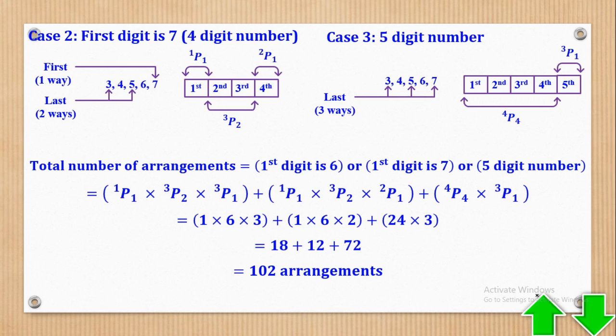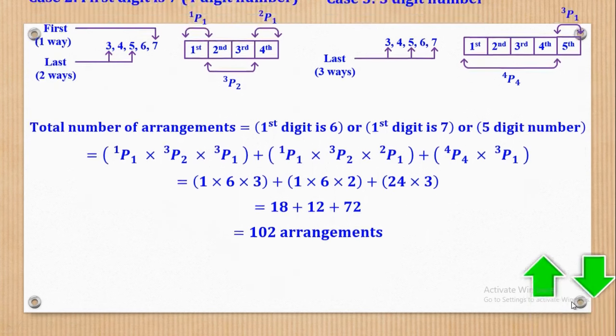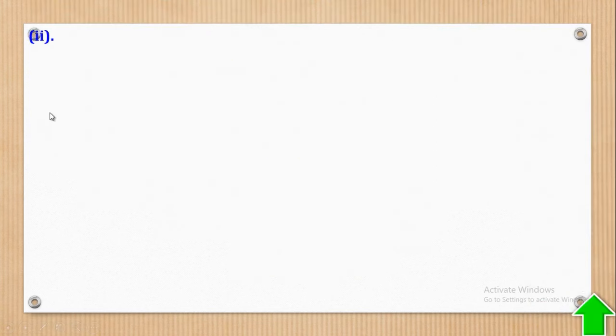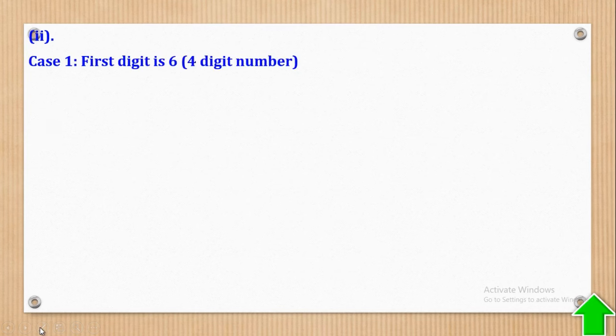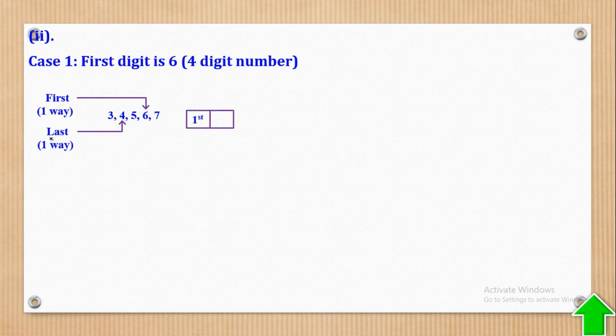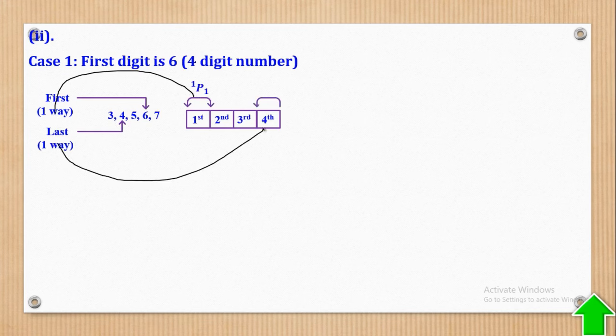Roman 2, they wanted even. So Roman 2 still goes to the first case, when the number starts with 6. That will be the first position. Then the last position can be only 4. Therefore, we shall put our positions. The first one is 1 permutation 1, and the last one is also 1 permutation 1. And these ones will be 3 permutation 2. I think by now you already know where it comes from.